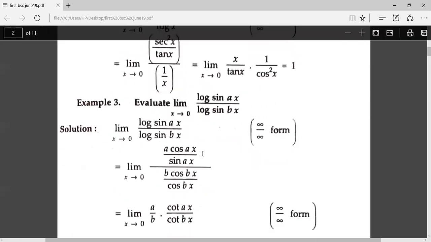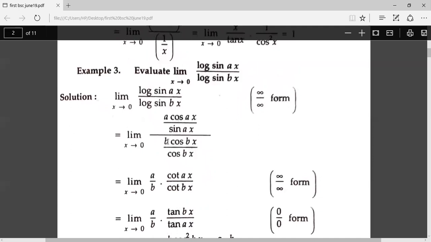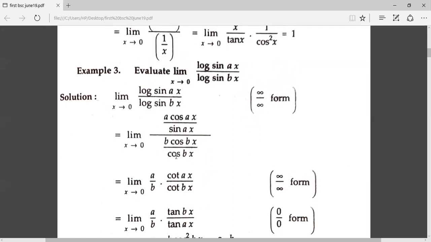Next, you have to differentiate the numerator and also the denominator using L'Hospital rule. Differentiation of log sin ax is 1 by sin ax, and differentiation of sin ax is a cos ax. Similarly, in the denominator it is 1 by sin bx. Remember, it's not cos bx, it is sin bx, so this has to be changed. And differentiation of sin bx is b cos bx.